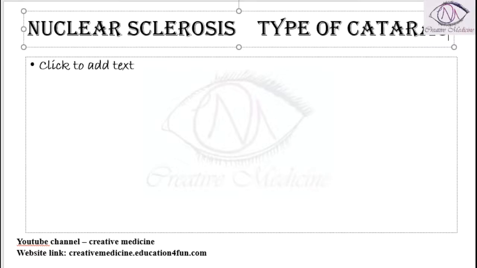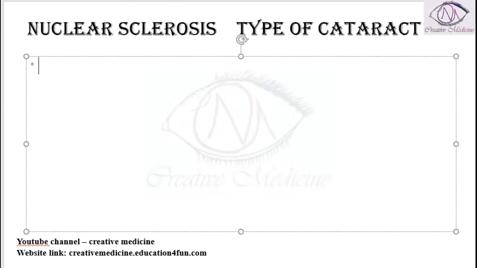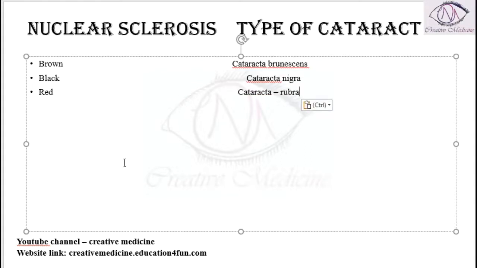Actually, nuclear cataract mainly develops because of deposition of insoluble proteins, and melanin and urochrome pigment deposition will result in nuclear cataract. If there is deposition of brown colored pigment, then the patient will develop the cataract called cataracta brucens. If there is deposition of black colored pigment, then cataracta nigra gets developed. Then if the patient has red colored pigment deposition in the nuclear cataract, then the patient will develop cataracta nigra.